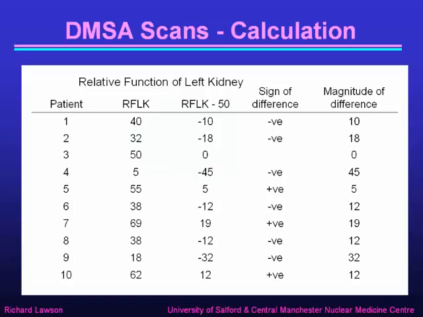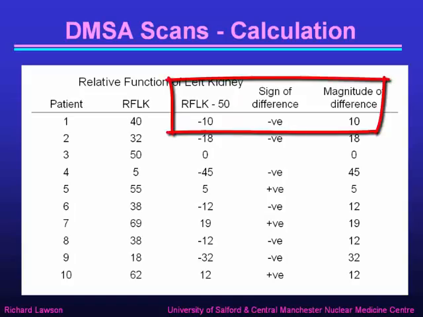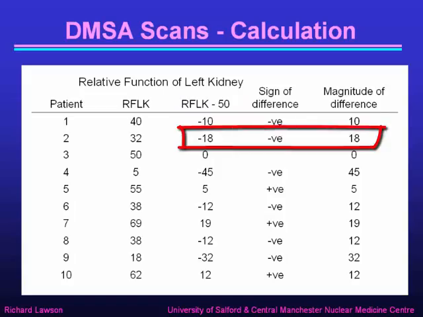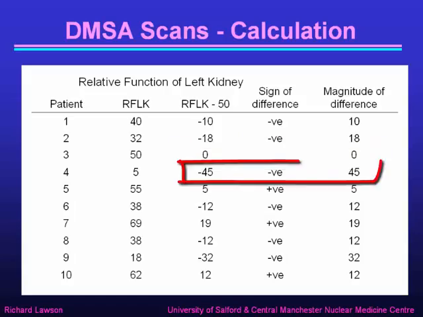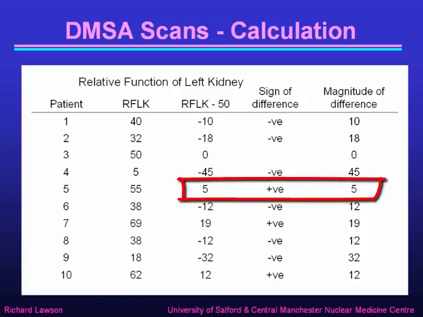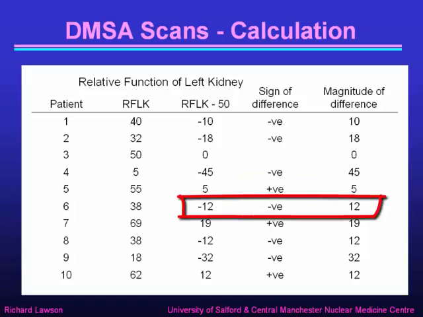Then we need to separate these numbers up into the sign and the absolute magnitude. So minus 10, for example, has a negative sign and a magnitude of 10. Minus 18, again a negative sign and a magnitude of 18. 0 is just 0 with no sign. And so on. We've got minus 45, which is negative, 5, which is positive, minus 12, which is negative, and so on.